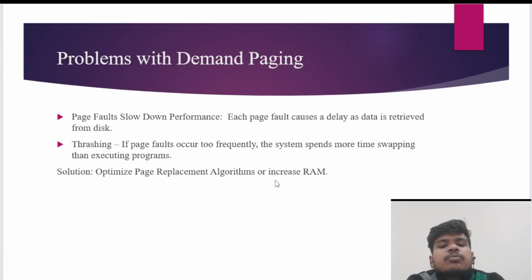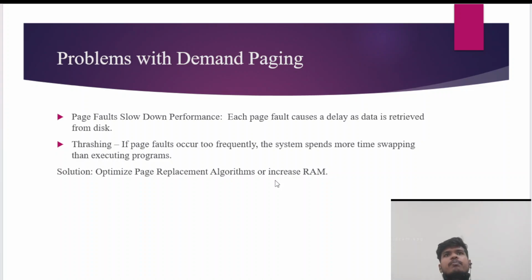After this, we have what we call thrashing. If too many page faults happen, the system enters a state called thrashing. Thrashing means the CPU is spending more time swapping than actually executing the program. It is less efficient. So to solve this, we can increase the RAM or optimize page replacement.